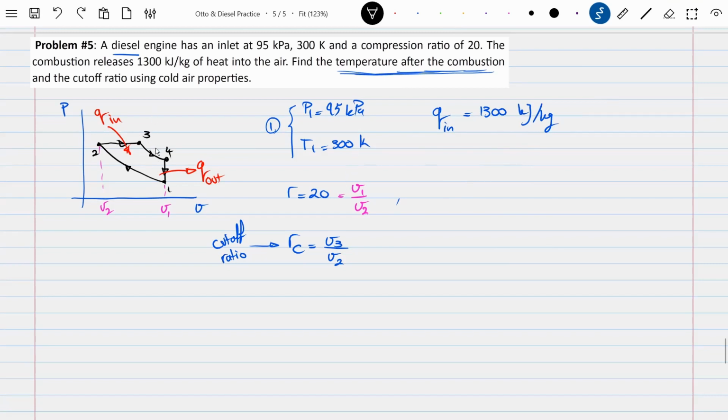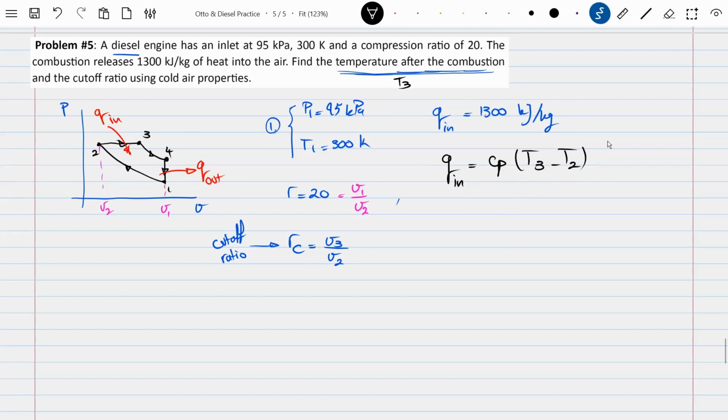The temperature after the combustion is going to be state 3. So in other words, we are looking for T3. Q in, T2, and T3 can all be connected to each other through a very simple equation. Q in is Cp (T3 minus T2). Now, in Otto cycle, when we were using the Q in equation, we would use Cv because the combustion was a constant volume process.